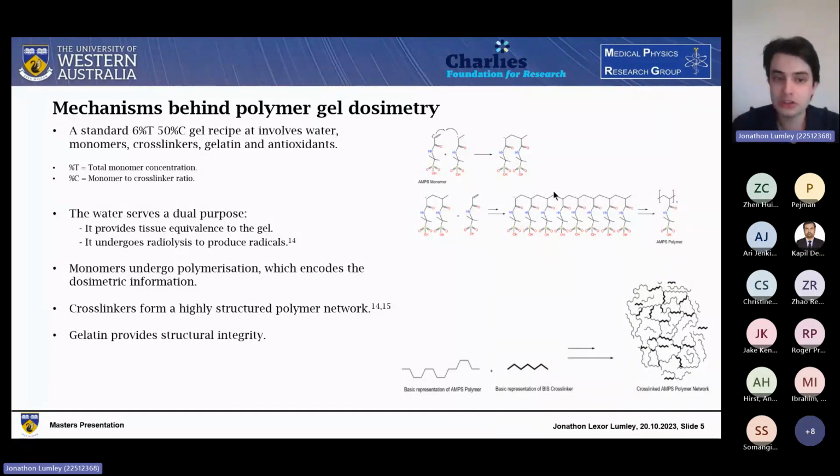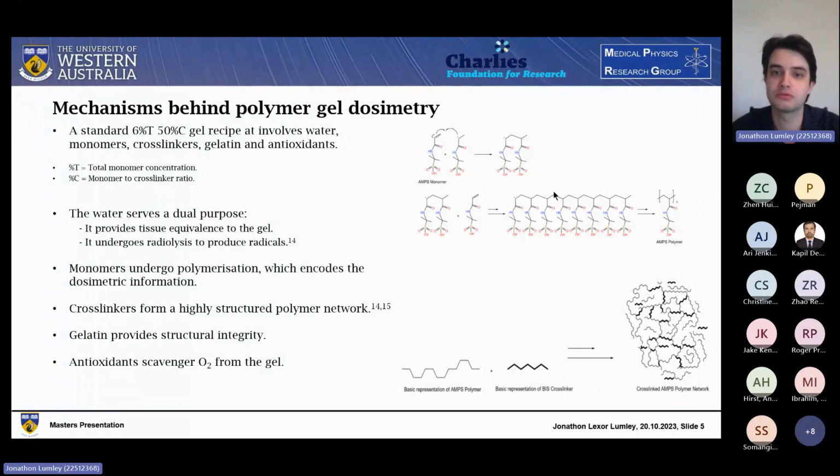We add gelatin to the gel to improve structural integrity. This allows us to hold all the monomers and polymers in place. This means that we can basically read out any dosimetric information. And finally, we had to add antioxidants, and these are to scavenge molecular oxygen, because oxygen basically inhibits our gel.